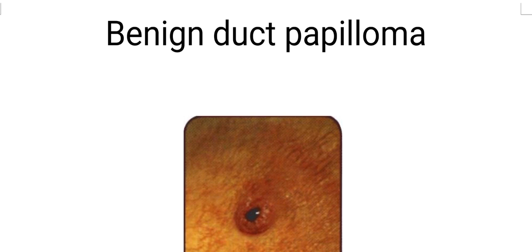Our next picture is a benign duct papilloma. Here you can see the presence of blood in the center of this duct, and this blood-stained discharge from a single duct is typically due to benign duct papilloma. So this is the case of benign duct papilloma, and for the investigation we have to go with mammography or ultrasound to get it confirmed, and in treatment usually exploration and excision is required.